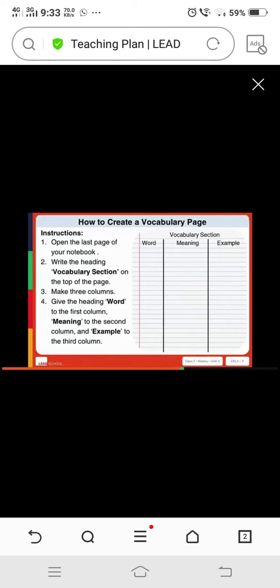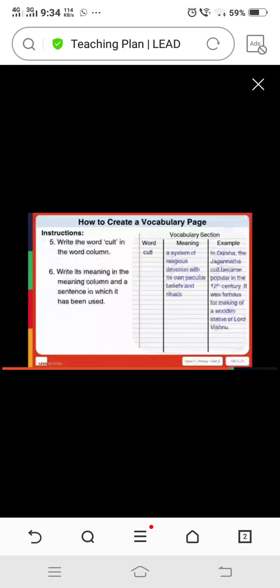How to create a vocabulary page. Open the last page of your notebook. Write the heading Vocabulary section on the top of the page. Make 3 columns. Give the heading word to the first column, meaning to the second column, and example to the third column. Write the word cult in the word column. Write its meaning in the meaning column and a sentence in which it has been used.